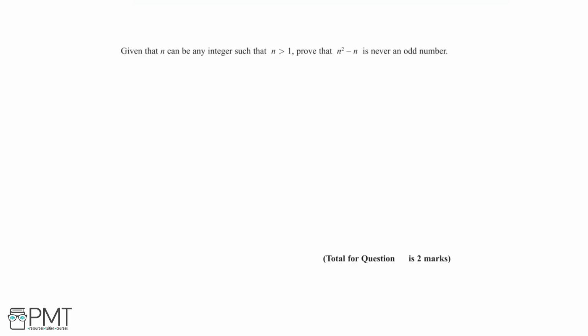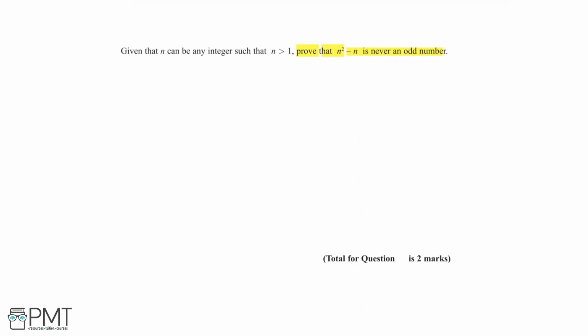In this question, we're asked to prove that n squared minus n is never an odd number, given that n can be any integer, such that n is greater than 1. Well, to prove that n squared minus n is never an odd number, we can use algebra to find n squared minus n when n is odd and when n is even.